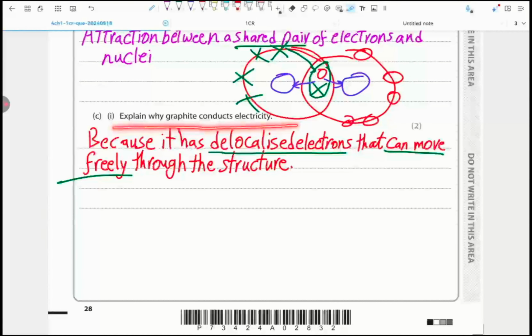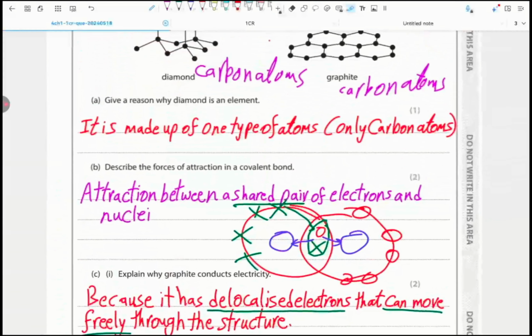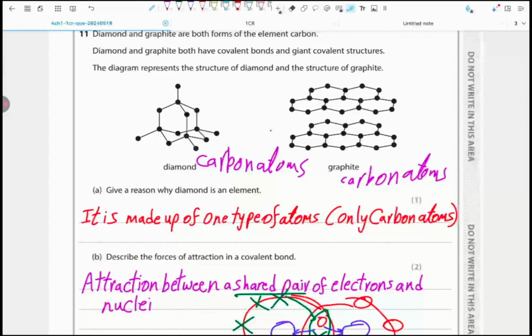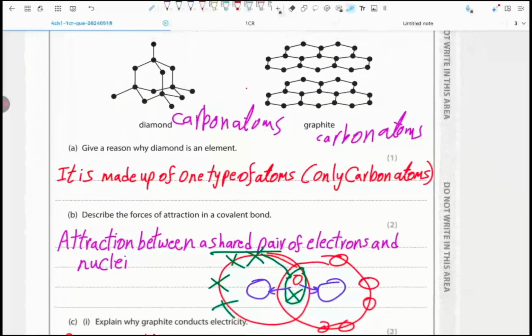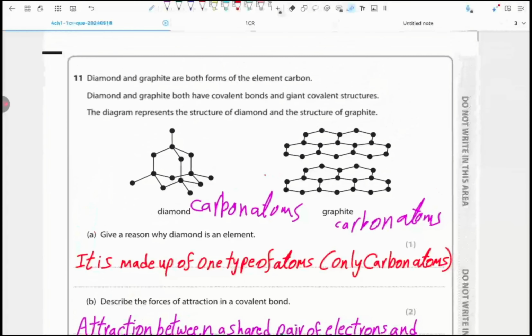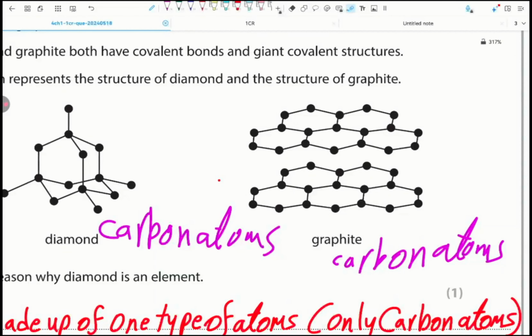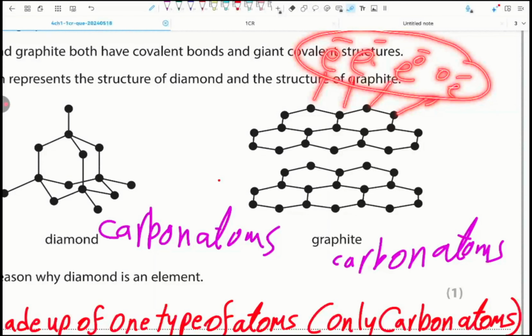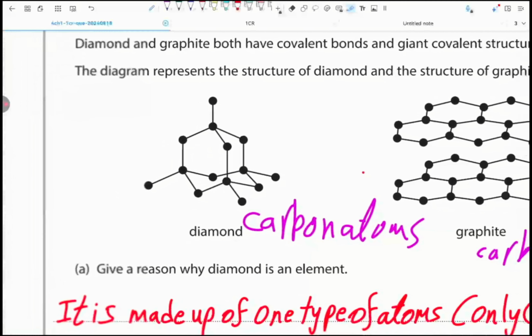Explain why graphite conducts electricity. This is easy. Generally, my friends, graphite conducts electricity because it has delocalized electrons that can move freely through the structure. So this atom, carbon, has electrons. This has electrons. This has electrons. Those electrons here, my friends, are free to move. They can move from this layer to this layer to this layer so that they can conduct electricity.